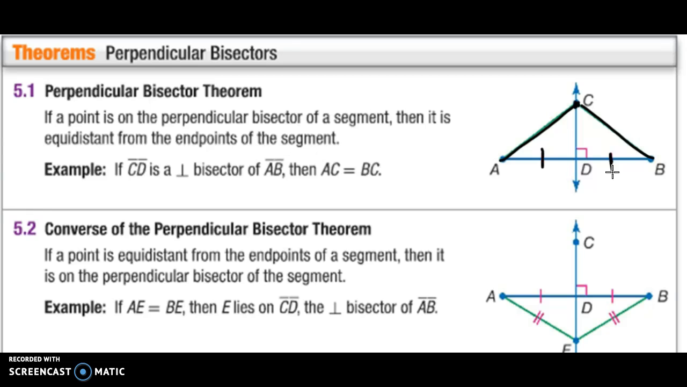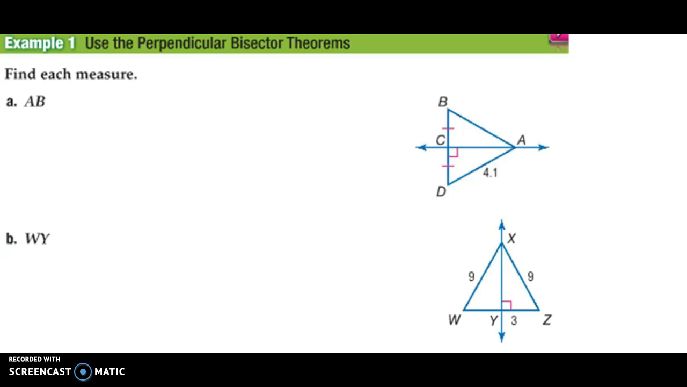We also can go the opposite. It says if you have AD the same as BD, and you have AE the same as BE, then it has to be that CE is a perpendicular bisector of AB, meaning it forms a right angle. Let's look at a couple examples.